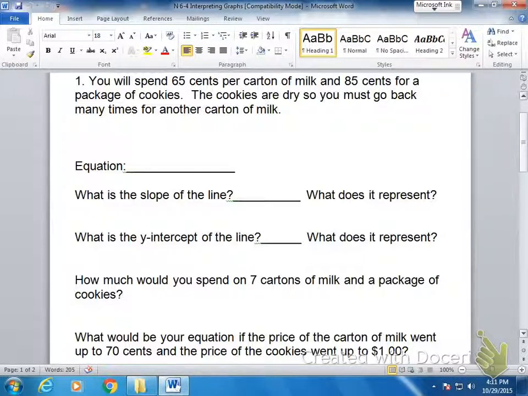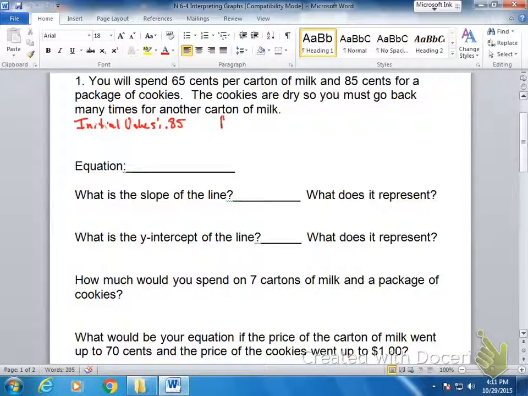It says you spend 65 cents per carton of milk, and you're going to buy a package of cookies for 85 cents. But after you get the package of cookies, they're so dry you're going to have to go back and get multiple cartons of milk. So what we want to do is first find our initial value, how much we're going to spend no matter what. And the initial value is the cookies. So I have 85 cents that I spend on cookies. So that's the initial value.